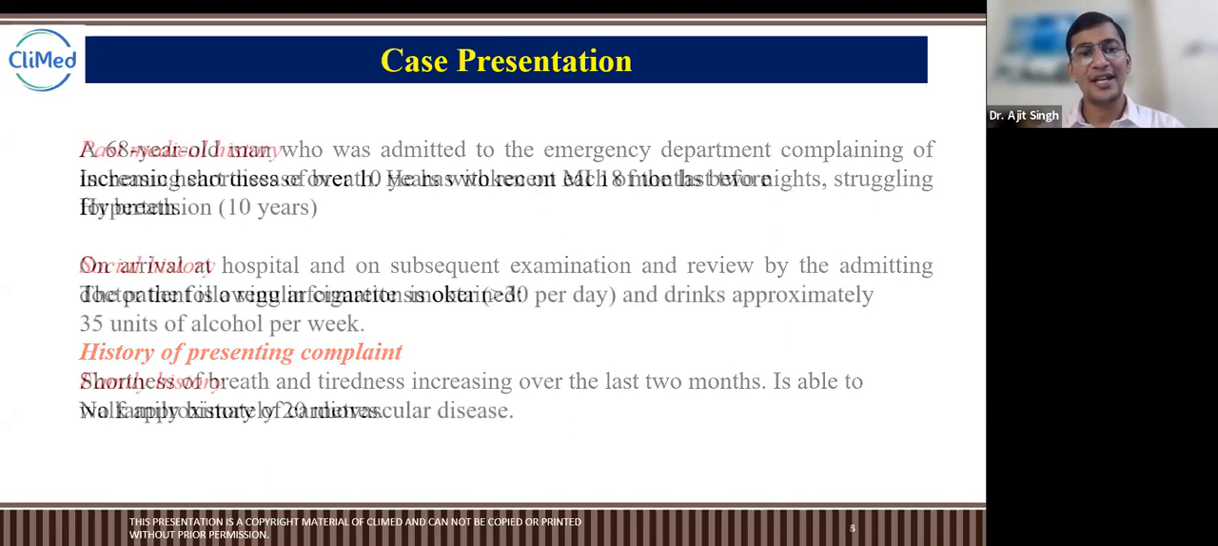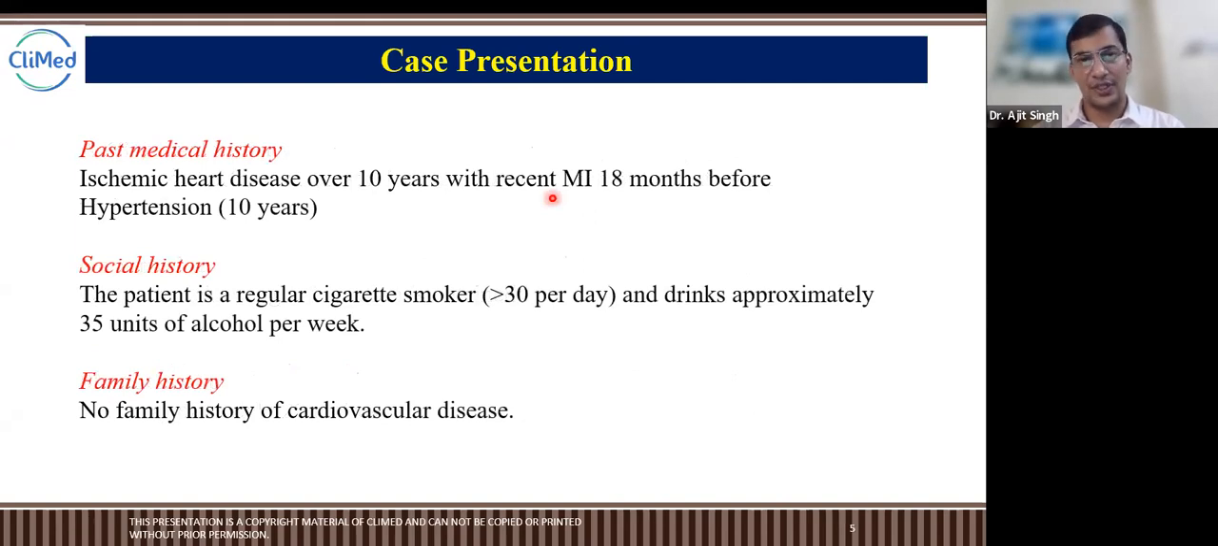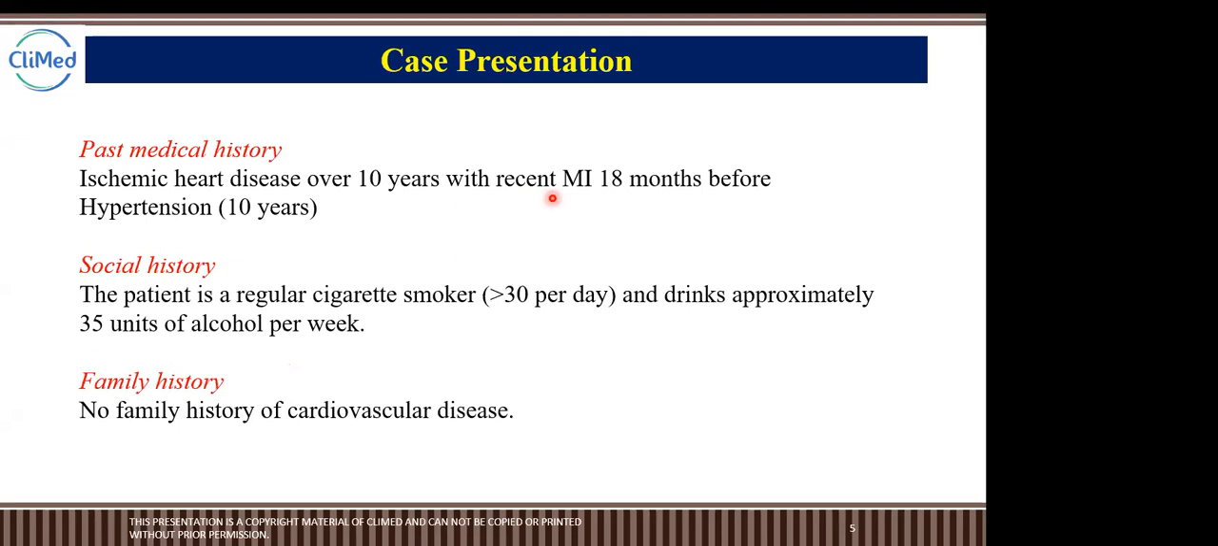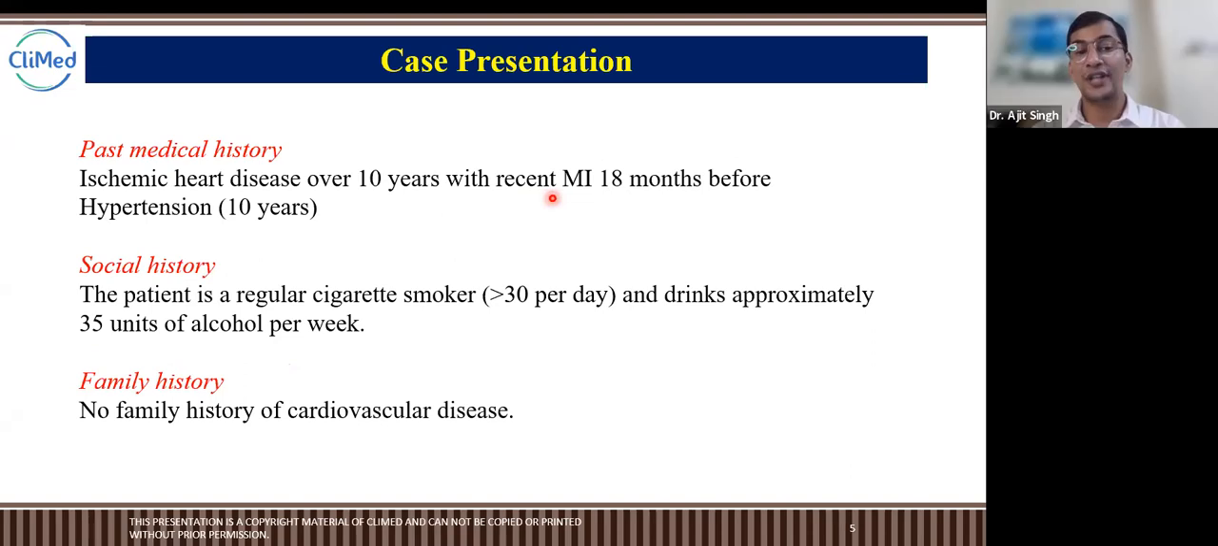Okay, next thing, past medical history: ischemic heart disease over 10 years with recent MI 18 months before, and hypertension for 10 years. Social history: the patient is a regular cigarette smoker, more than 30 per day, and drinks approximately 35 units of alcohol per week. Chronic alcoholic. No family history of cardiovascular disease.